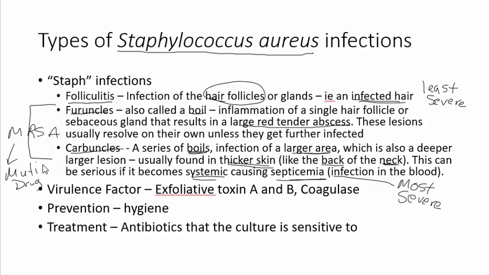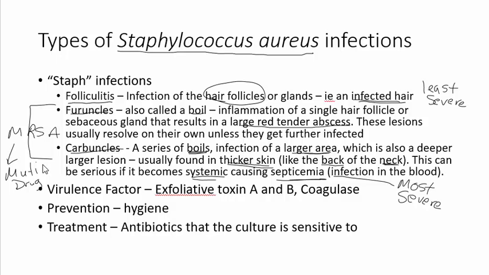So what causes the problems? The disease itself, the signs and symptoms we see with this are exfoliative toxin A and B, which we will talk a lot about in a little bit, but exfoliation is what it basically does. It removes or destroys the upper layers of the skin and separates the epidermis from the dermis. And also coagulase, which causes coagulation in the blood. And so these two things will be what causes it to make disease in your body.